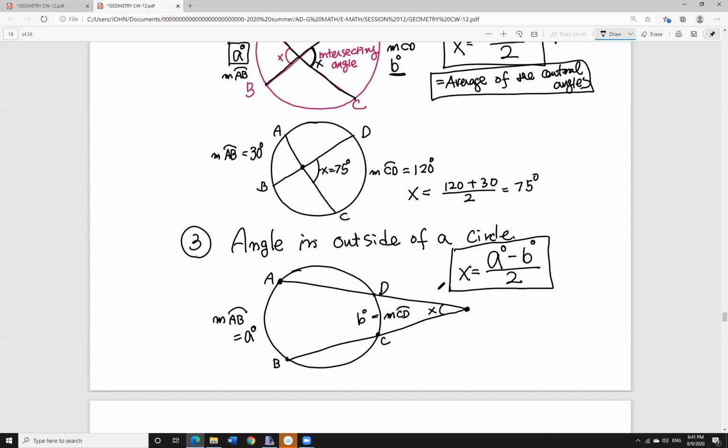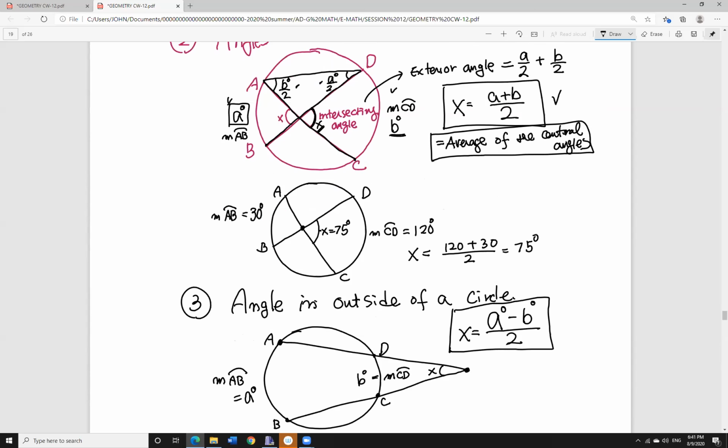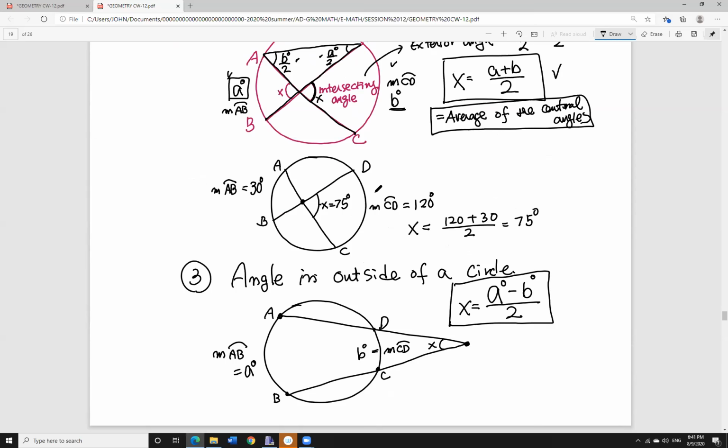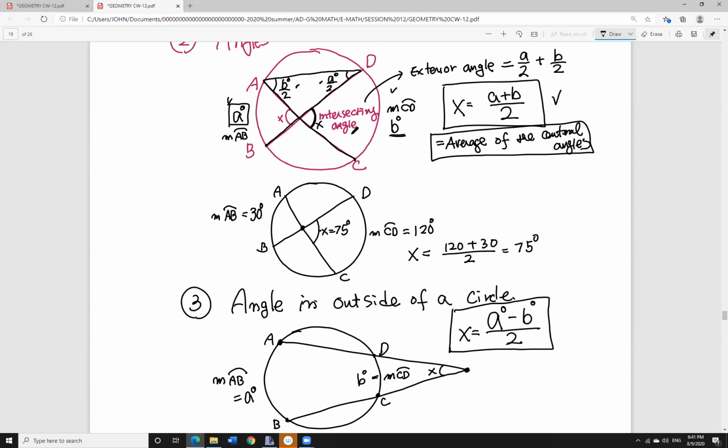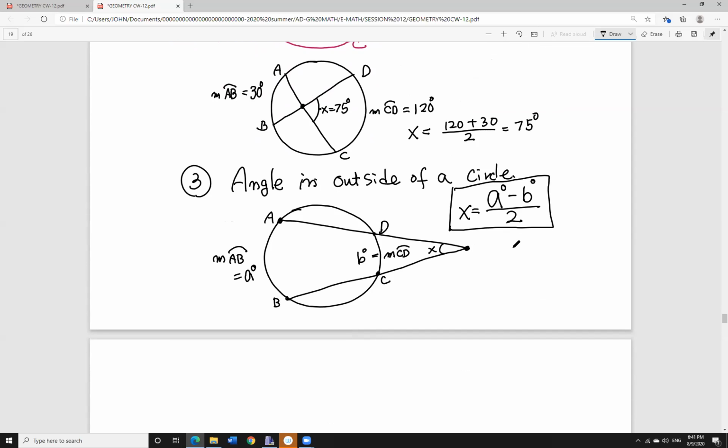Why is this true? Why A minus B over 2? Still we use the exterior angle, same things. We just use over here the exterior angle, right? This is also an exterior angle. Same as before. We use the inscribed angle. Where is the inscribed angle for this one? Oh, we can make this one. Right? This is an inscribed angle, isn't it? How much is that? Half of the central angle. A over 2. A degree over 2. That is the inscribed angle.